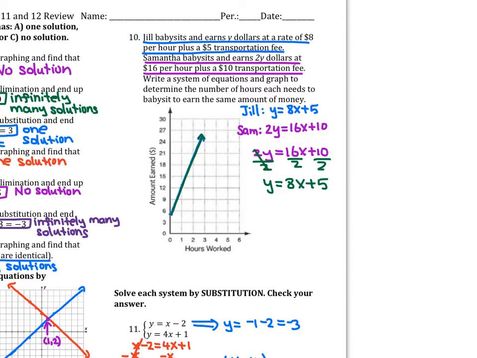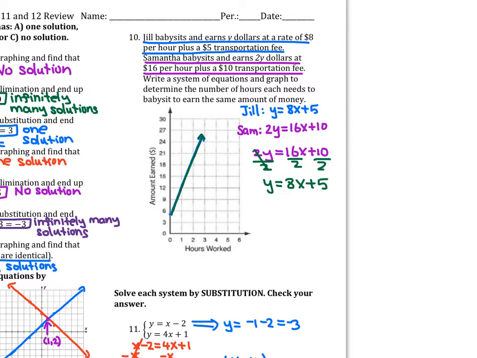Okay, on number 10 you have a word problem. On the blue part that's underlined, you can see that you can make an equation, y equals 8x plus 5, because Jill is earning $8, which is the rate, which is your slope, and 5 is your y-intercept. On the purple, you can see the same thing, except that instead of y, we have 2y. And she's getting paid $16 per hour plus $10 for your y-intercept.